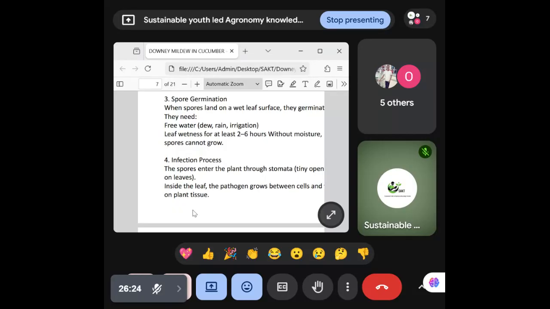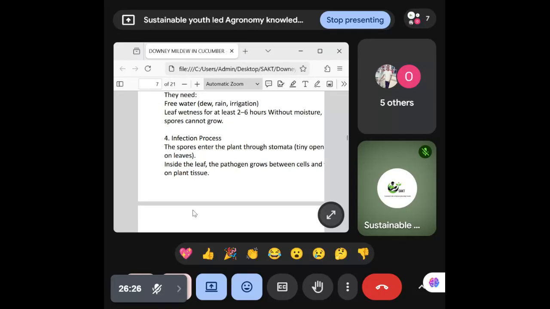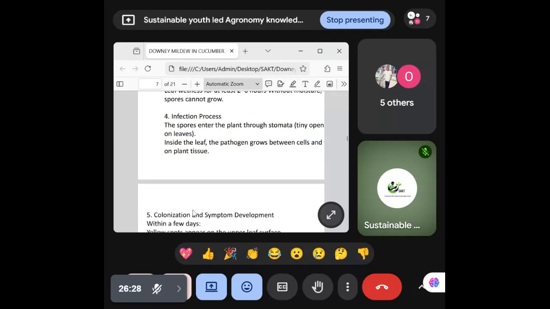So number 4, infection process. The spore enters the plant through the stomata, tiny openings on your leaf. Inside the leaf, the pathogen grows between cells and feeds on plant tissue.